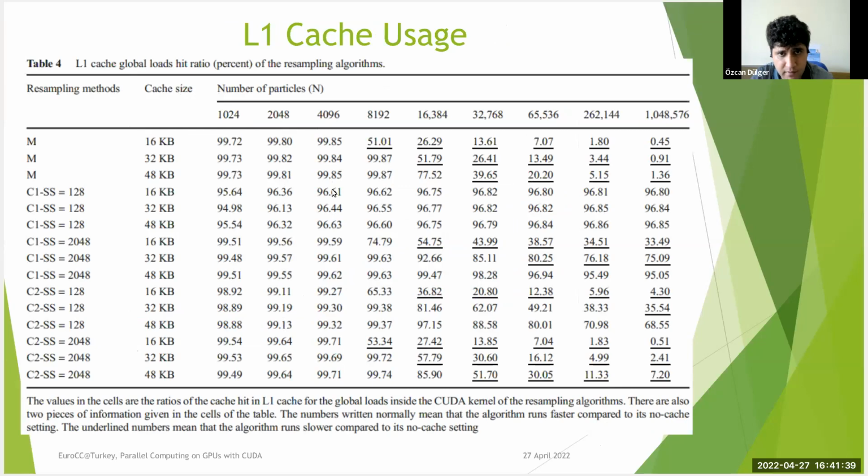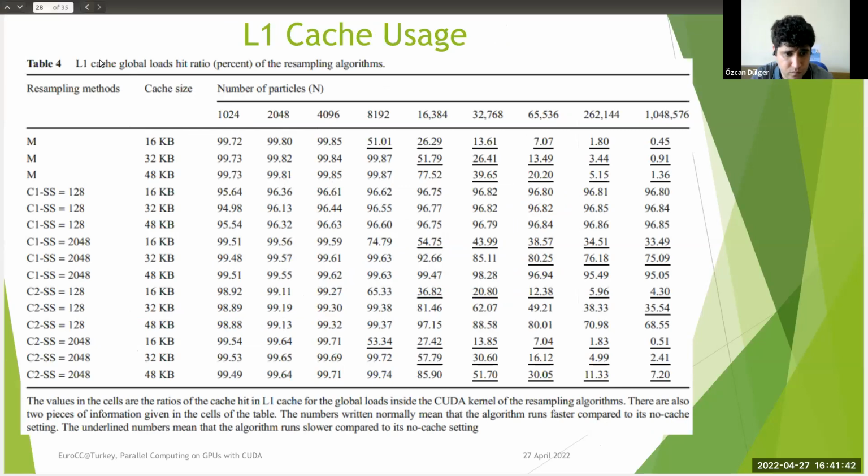This is the L1 cache use here. We use same metric here, and the values in the table is the L1 cache global loads hit ratio of the algorithms in terms of percentage. And this is the size of cache. These are the number of particles. These are the abbreviation of the kernel algorithms. This is Metropolis algorithm. Metropolis C1 with a segment size of 128 bytes. Metropolis C2 with the corresponding segment size, and so on.